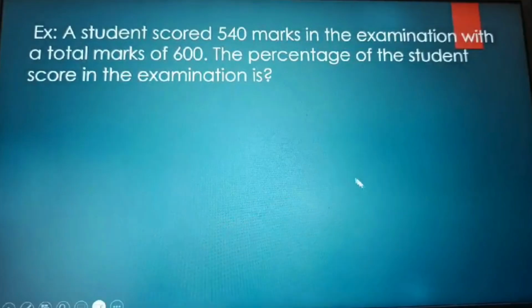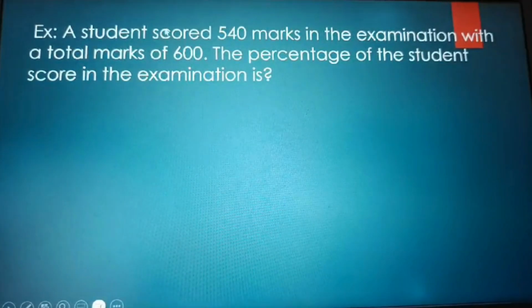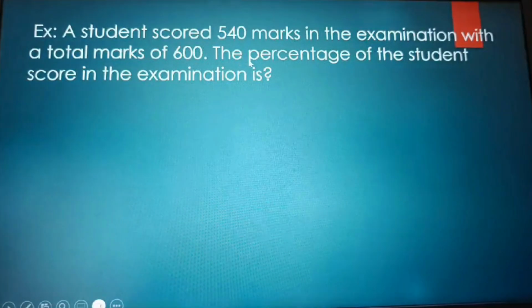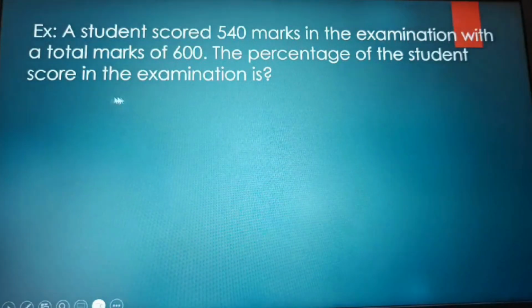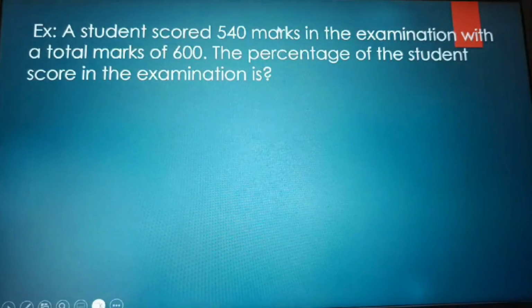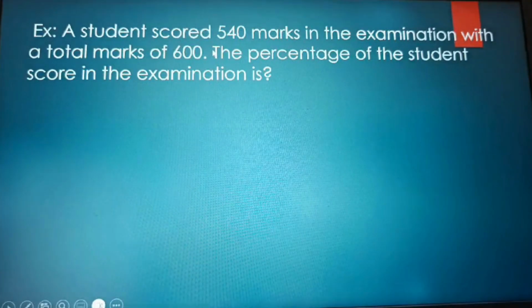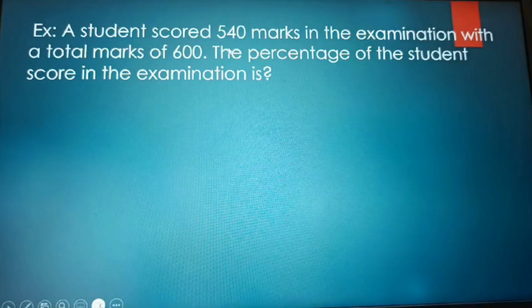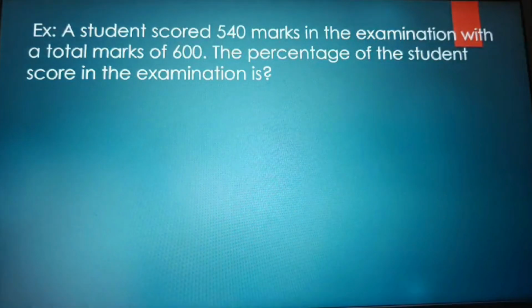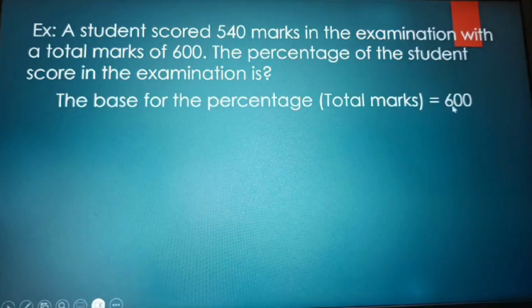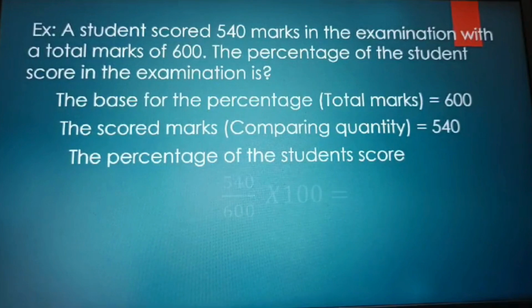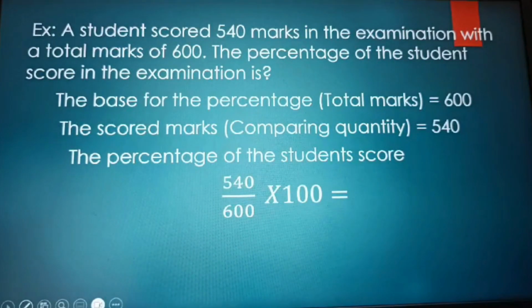We see the concept in terms of an example. A student scored 540 marks in the examination with the total marks of 600. What is the percentage of the student's score? In this situation, 600 becomes the base for calculating the percentage. So the value of B is 600 and the student's score is the comparing quantity, 540, which is A. So the percentage of the student's score is 540 by 600 into 100.